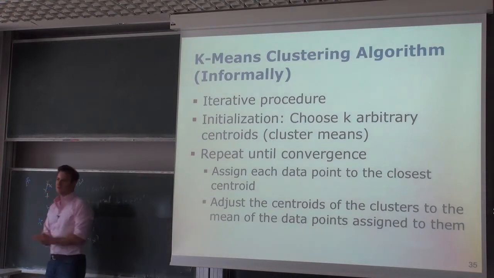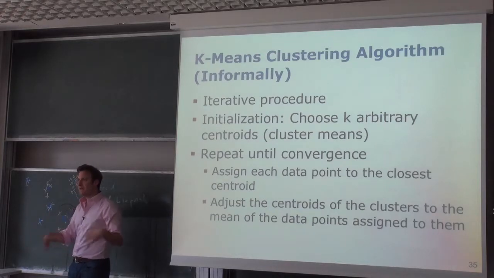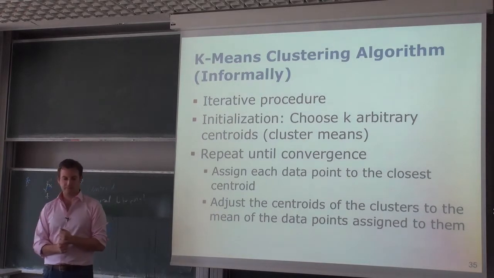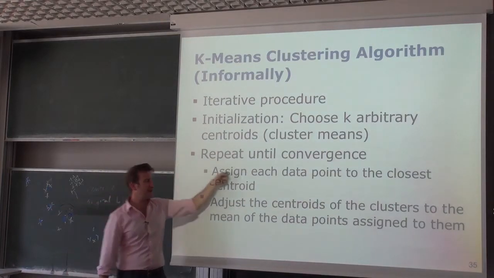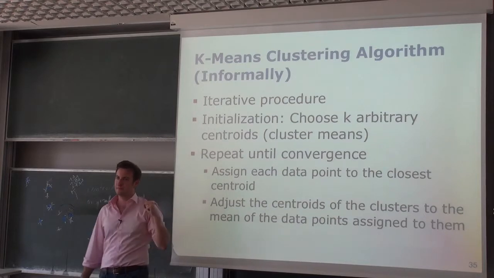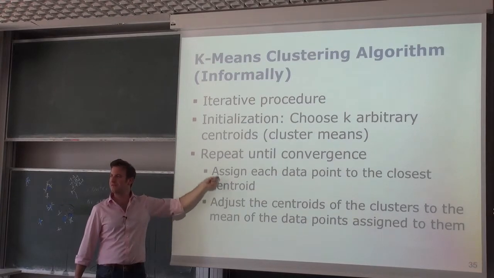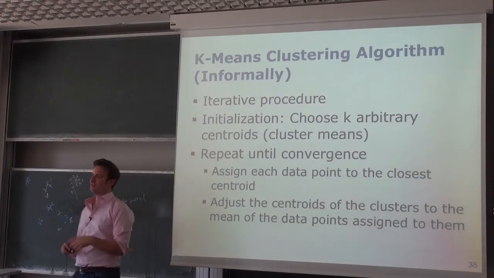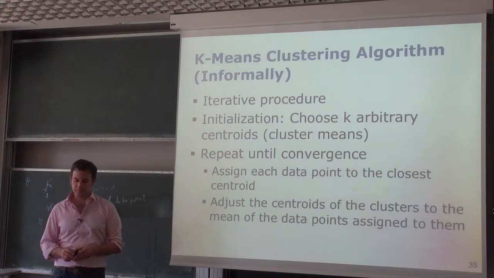And I continue this process, and this may lead to some data points being reassigned to a different cluster. I basically repeat this process until the association of data points to centroids doesn't change anymore. So this is the main loop. It consists of two key steps. Assign each data point to the closest centroid. And then, if this data association has changed, I need to recompute the centroid location as the mean of the data points assigned to them. If it stayed the same, I'm basically done, I'm converged. Okay?